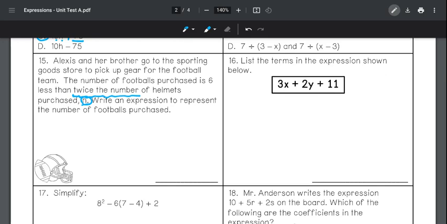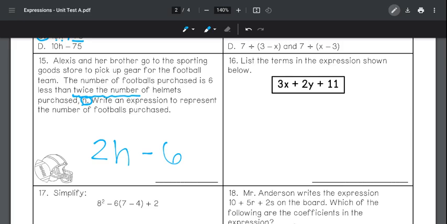So when I say twice, I'm talking about multiplying by 2. So you had to write 2 times H to figure out how many helmets we have, and then to determine how many footballs we have, we subtract 6 from this number. So 2H minus 6. That's all I was looking for.